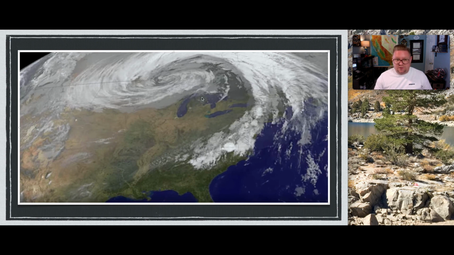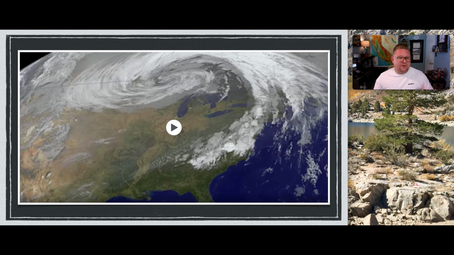Now it's crossed the border into Canada. Again, massive. Look at how large this is. This is a great visual representation of a mid-latitude cyclone. Things to note: it moved from the west towards the east, so it moved eastwards.